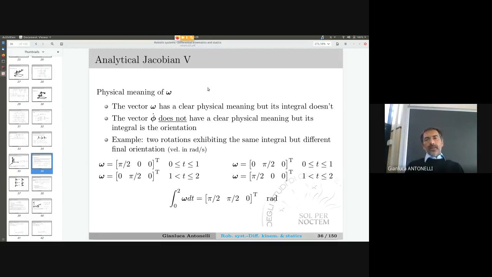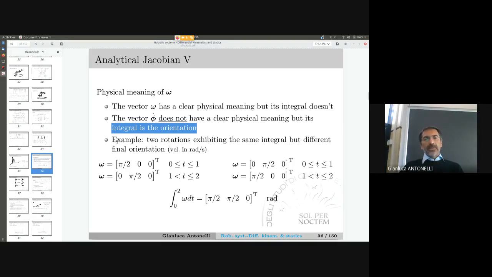Now, this slide represents the important aspect of omega and phi dot. Omega has a clear physical meaning. It's the angular velocity, the way we studied in physics. However, the integral of omega doesn't have a physical meaning. Phi dot does not have a physical meaning, but its integral is the orientation, is phi. We do need to integrate the velocities, yes, because we account for position and orientation. So we will differentiate and integrate the variables.